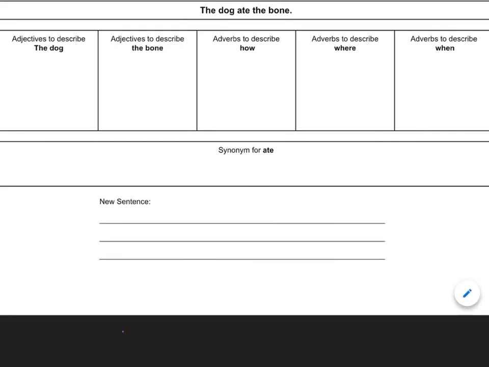Right, so the first thing that we want to do is look at the sentence. So the sentence that we're going to work with says, the dog ate the bone. Now, I think that it should be a more descriptive sentence because that's not a very interesting sentence at all. So the first thing that I'm going to look at is, how do I describe the dog?